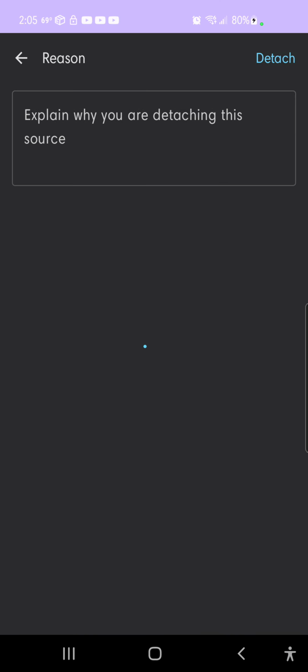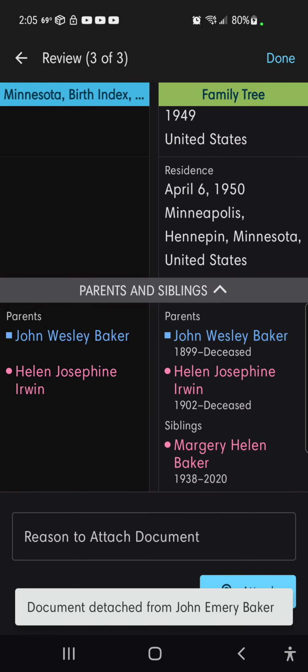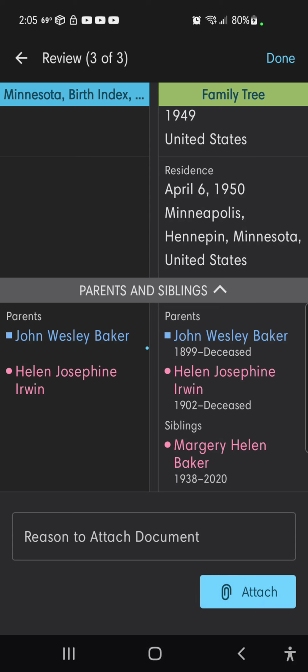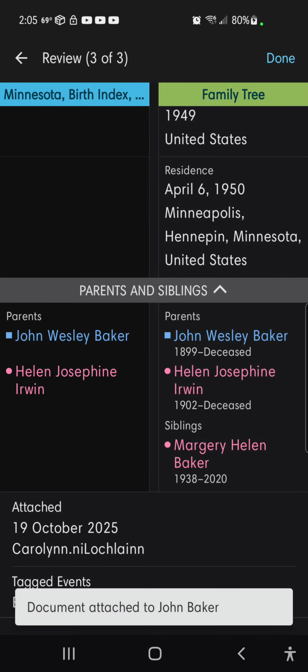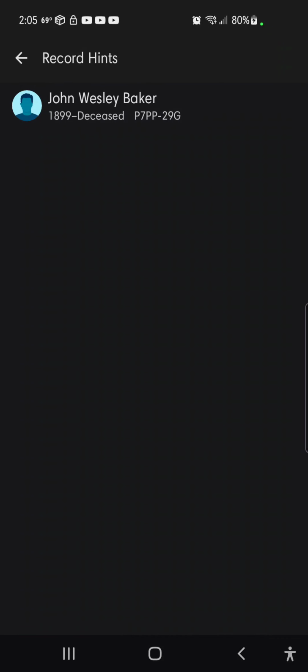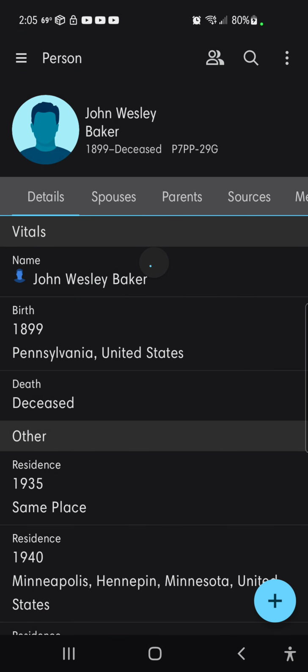Detach. That is not correct. And attach. So somebody was basically completely not paying attention and just running around in glee.